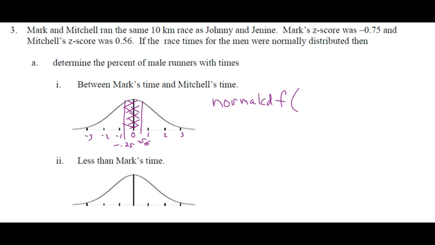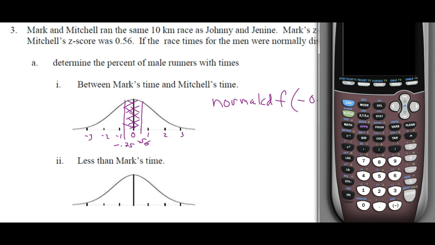And to use normal CDF with Z-scores, what you do is you put in the low Z-score and the high Z-score. So the low Z-score is negative 0.75 and the high Z-score is 0.56. Okay? Now normal CDF can also be used with raw scores, like if they actually gave us the times, but we're not doing that one now, we're just using Z-scores. Okay, so here's how it works.